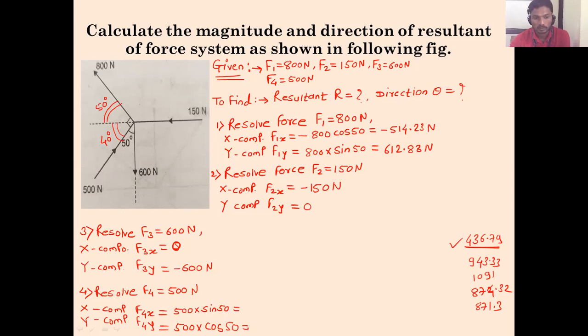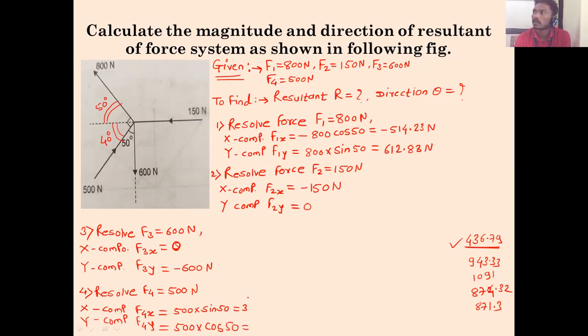I am going to use cos. Tell me, this value is 500 into sin 50. 383.02. Both are the same, sir. I don't feel this. Just check it. How come the values of sin 50 and cos 50 will come the same?